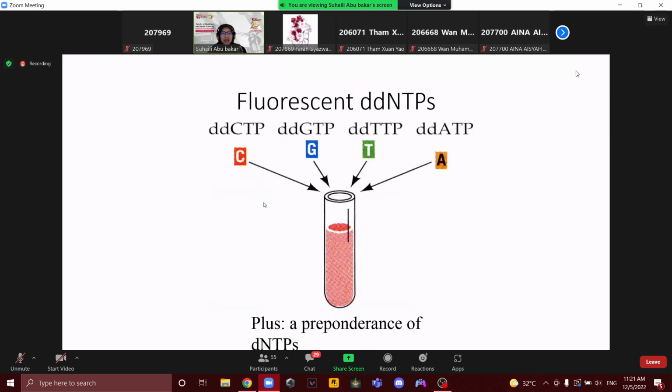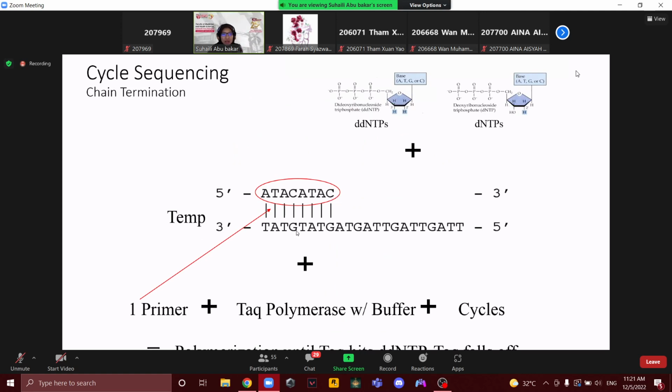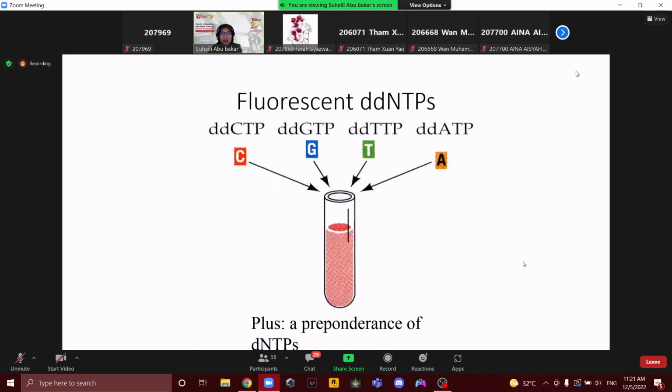So that's the principle of sequencing. In one tube, you put everything, the primer, this and this, all together in one tube, but with different fluorescent tags. For C, orange color, blue color, green color, different colors, plus a preponderance of dNTP. We still allow amplification and polymerization, we have to. And together with that, this.